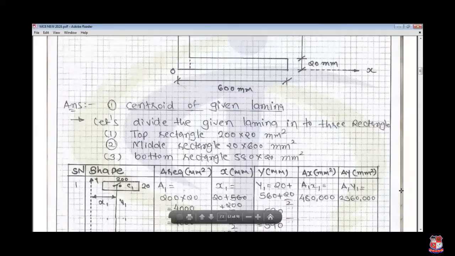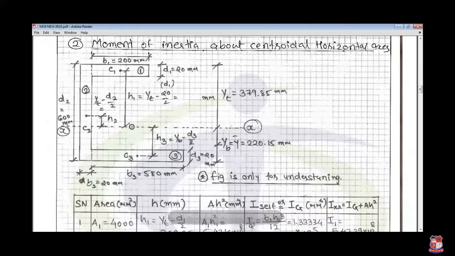Okay. So now we are going to discuss how to find the moment of inertia about the centroidal horizontal axis. So we know that the centroidal horizontal axis is located from the bottom edge at 220.15, as we have found from this equation. Now this is a centroidal axis. From this axis, at how much distance your object centroid is located, that we have to find out: h1, h2, h3. So from this axis we have to find out Ig plus Ah square.